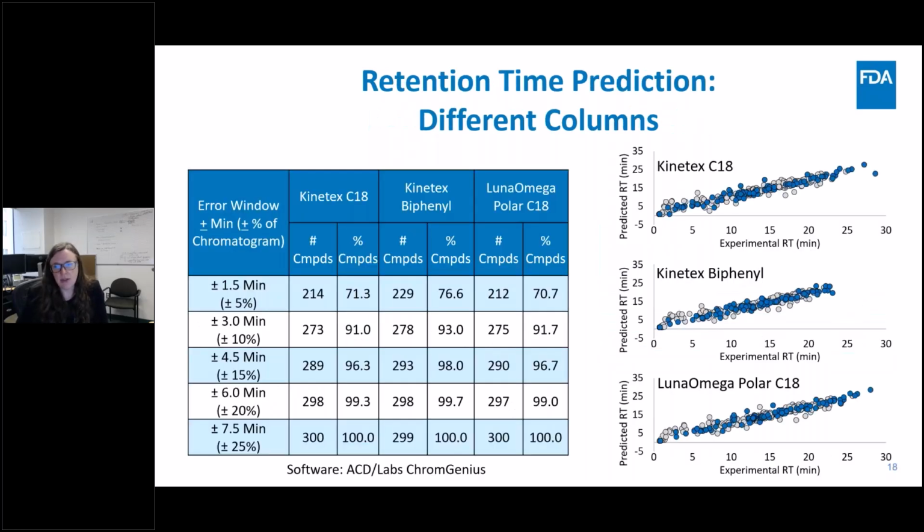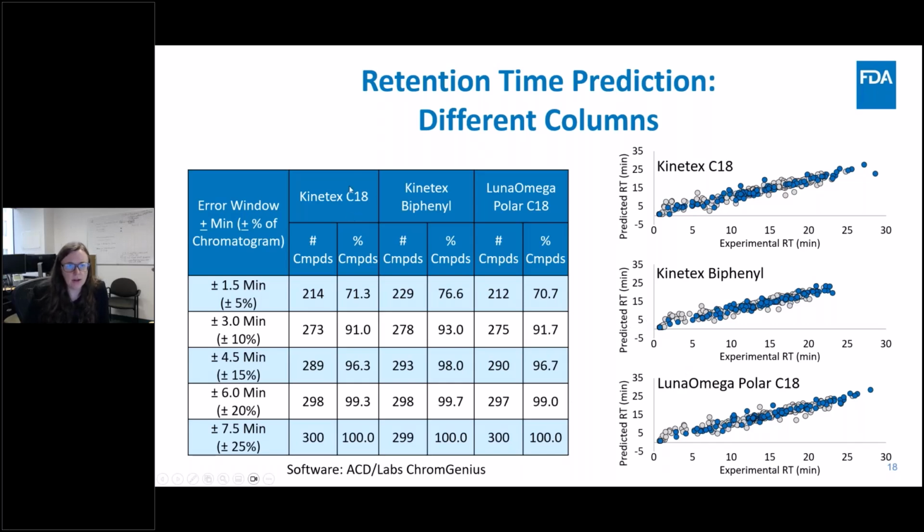We decided to also test multiple different columns. So the kinetic C18 is the one that I showed on the previous slide. And that's the column that we typically use for our global NTA analysis. But we wanted to look and see if there were any differences in performance across different stationary phases. So we also tested the kinetics biphenyl and the Luna Omega polar C18. And you can see all show pretty good correlation between predicted and experimental retention time.